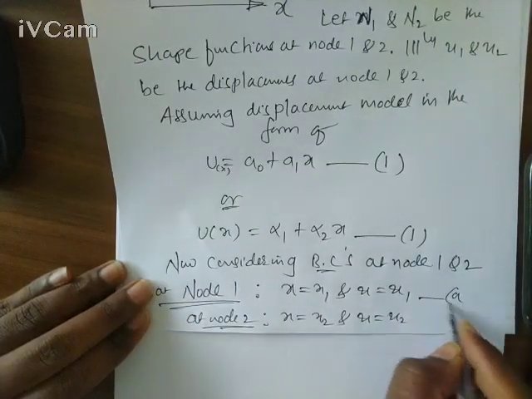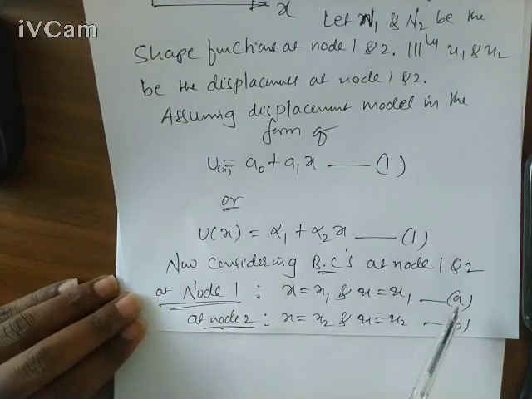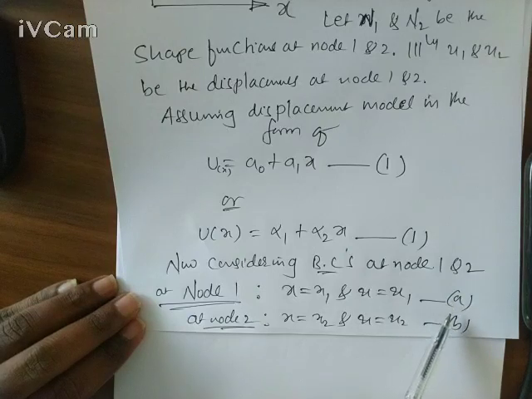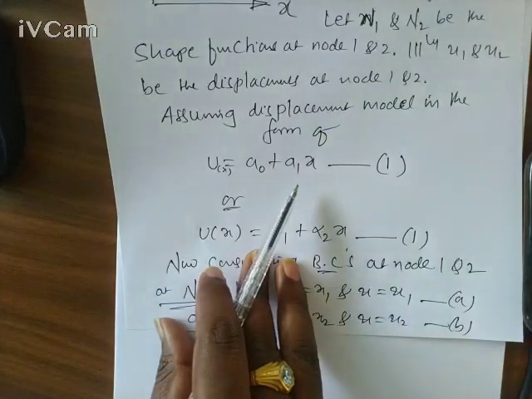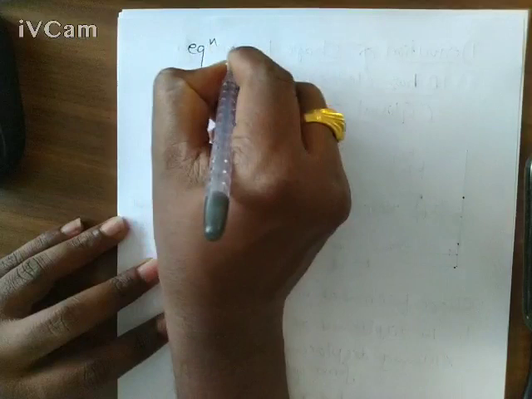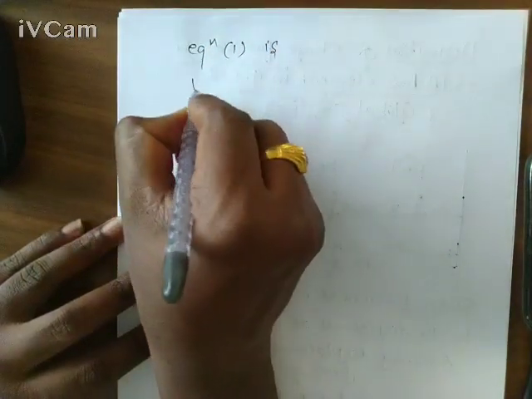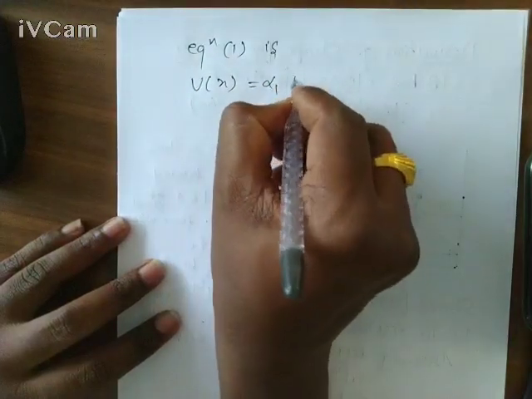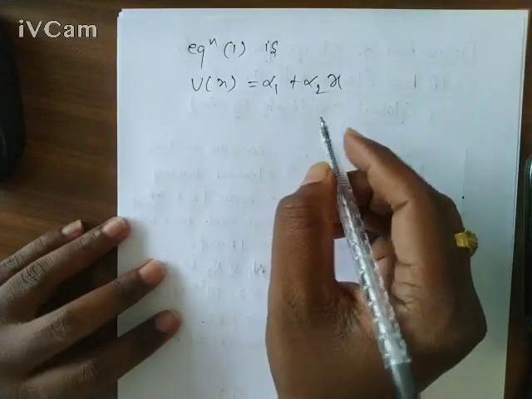I am going to call this boundary condition A and this boundary condition B. Up next, I will be substituting boundary conditions A and B in equation 1. So what is my equation 1? u of x is equal to alpha 1 plus alpha 2 x.